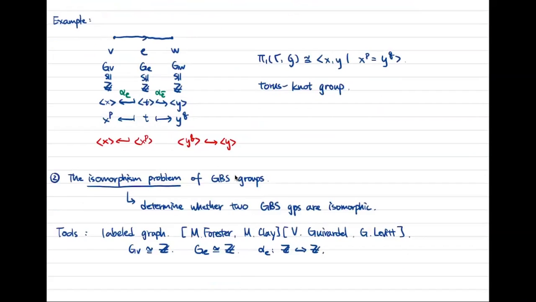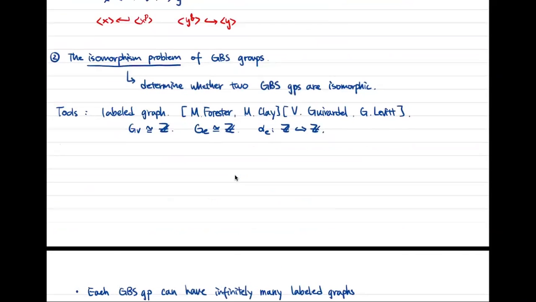So for this second example here, we have our graph of groups structure like this. So the inclusion map here is multiplied by P, here is multiplied by Q. So our labeled graph is just a simple edge that carries two labels P and Q.